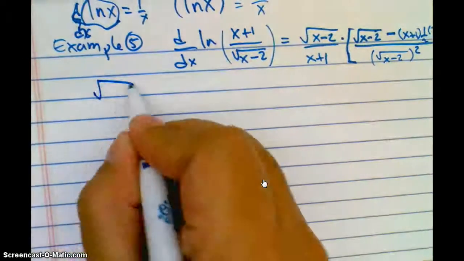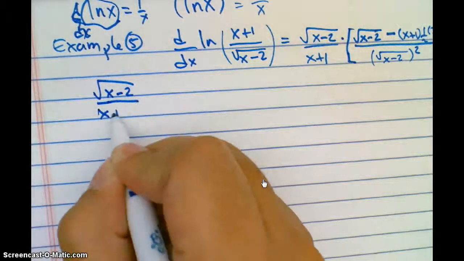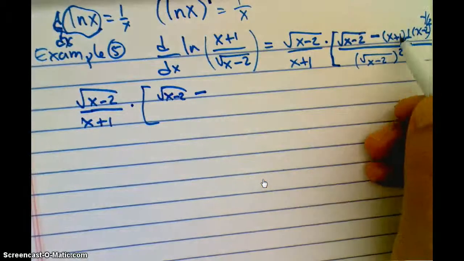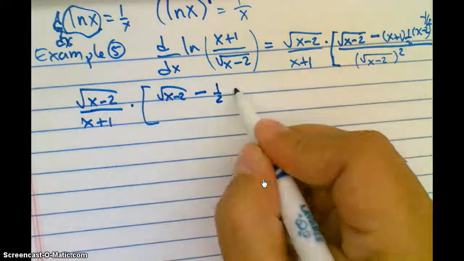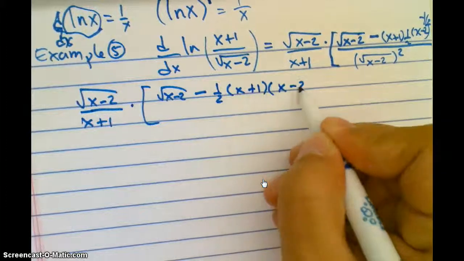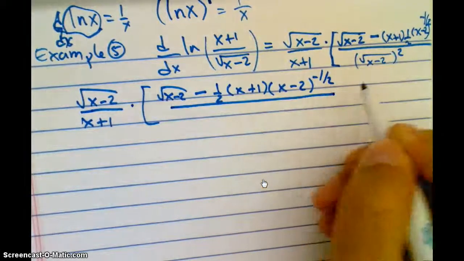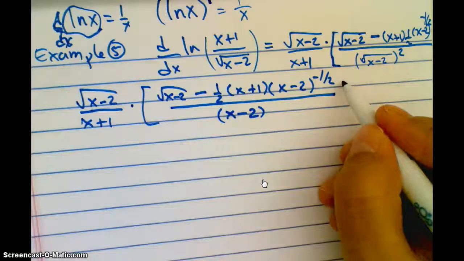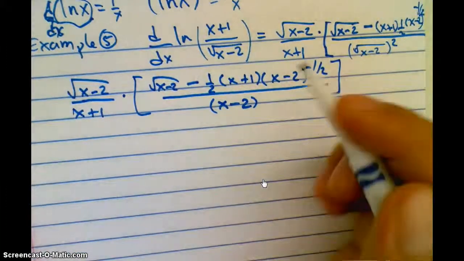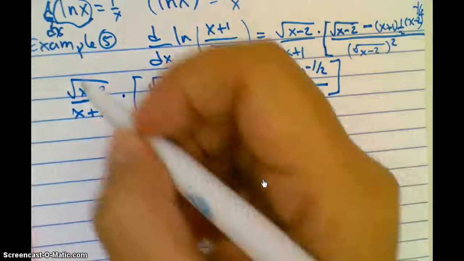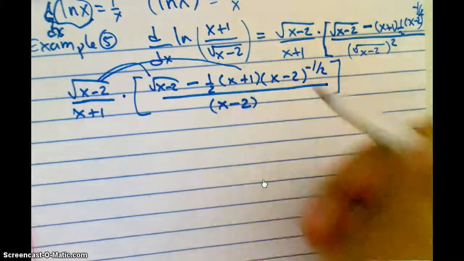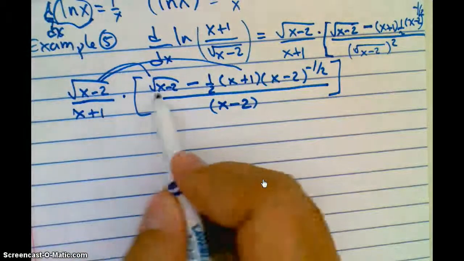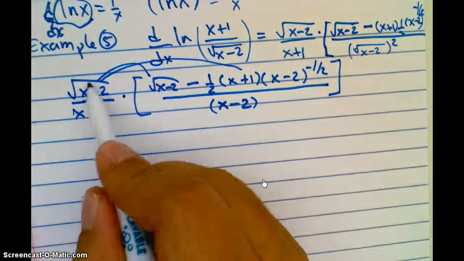And so I'm going to try to simplify this. Square root of x minus 2 over x plus 1 times square root of x minus 2 minus, I have here 1/2, let me put it in front, x plus 1, x minus 2 to the negative 1/2, over square root squared, which is just x minus 2. And then you notice how you have two terms inside the bracket, so I'm going to distribute this square root. It's just because I can see that if I square this, I'm going to get rid of the square root, so that's why it's convenient to distribute the numerator.